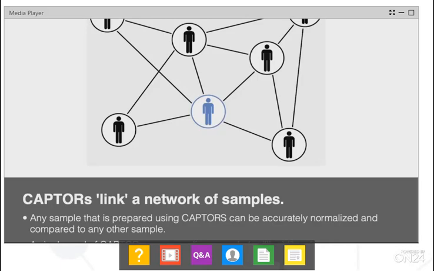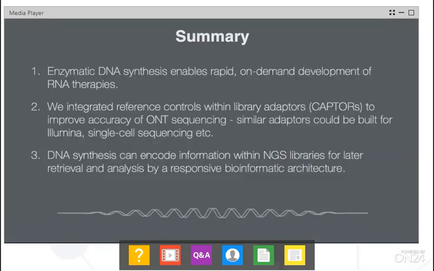This sort of interoperability, this ability to compare between samples, will really be key in integrating and comparing the expanding number of samples that will be sequenced using different methods, protocols, and in different laboratories over the next few decades. So let me end on that forward-looking note, this idea that we can use CAPTORs to start to build these large networked databases by which to compare samples. And let me quickly summarize what we've found and what we've achieved with this enzymatic DNA synthesis.